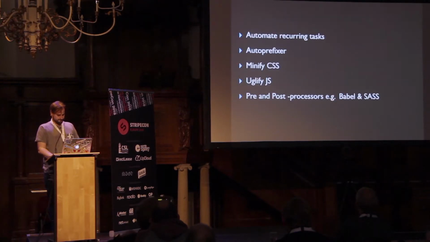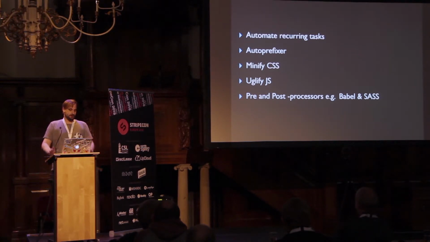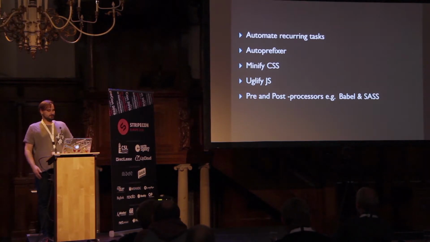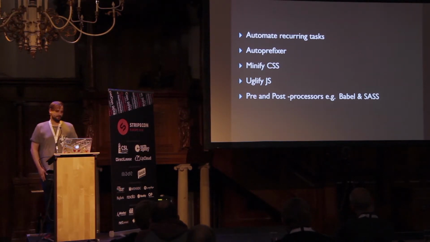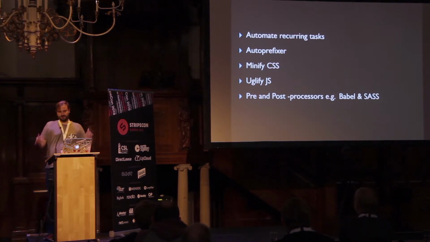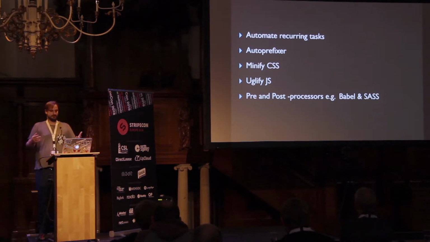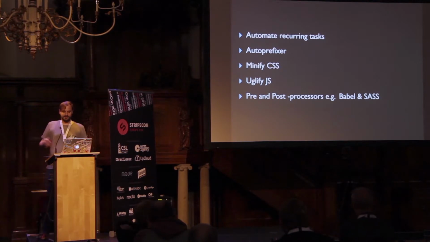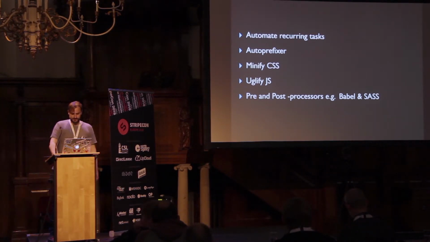So why do we need a module bundler or a task runner? We want to automate recurring tasks. We want to do things like auto prefixing, we want to minify our CSS, we want to uglify our JS, we want to use pre-processors and post-processors like Babel and Sass. For those of you who don't know what it is, Babel lets you use the latest JavaScript features and transpiles them back to ES5 so that the browser can interpret it. And Sass is like an enhancement for CSS. You have variables, you can do mix-ins and stuff like that, so it's really handy.